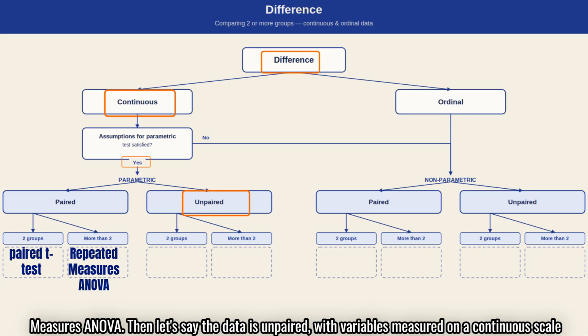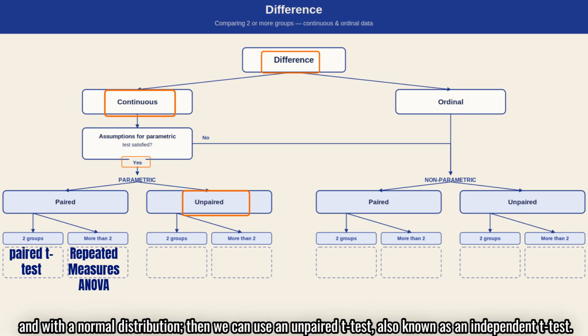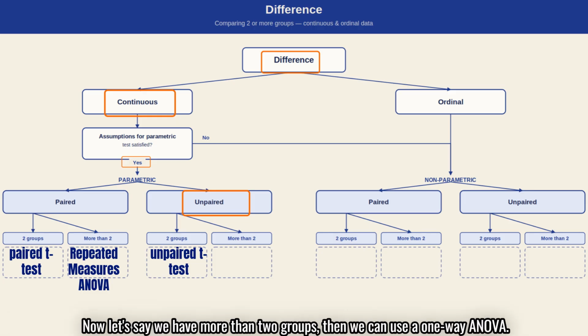Then let's say the data is unpaired with the variables measured on a continuous scale and with a normal distribution, then we can use an unpaired t-test, also known as independent t-test. Now, let's say we have more than two groups, then we can use one-way ANOVA.